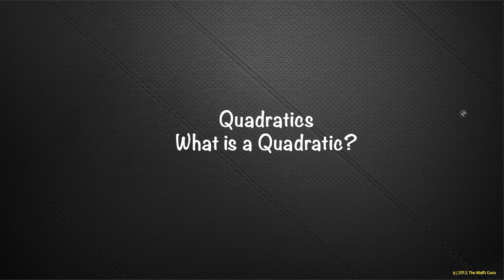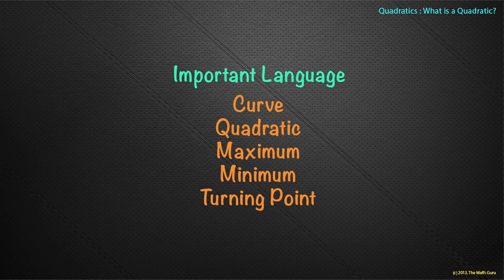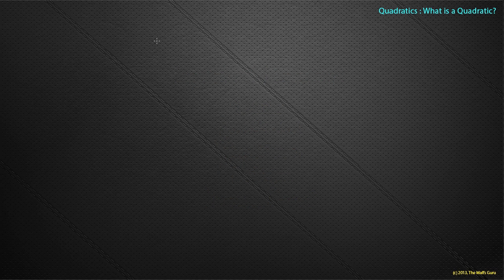What is a quadratic? Well, by the end of this video, hopefully you'll have learned some of the important language that relates to curves: obviously what the word quadratic means, maximum, minimums, turning points, and a little bit more. So what is a quadratic? Quad generally means 4, but in this particular instance it has absolutely nothing to do with the number 4.